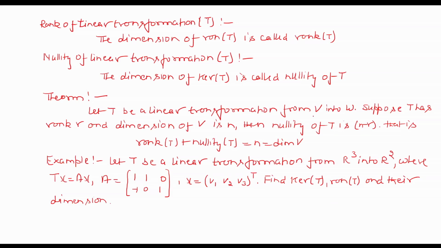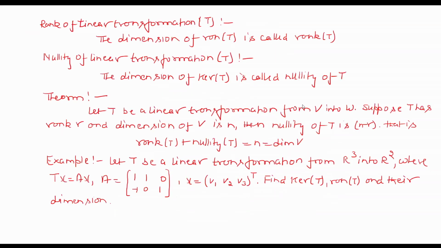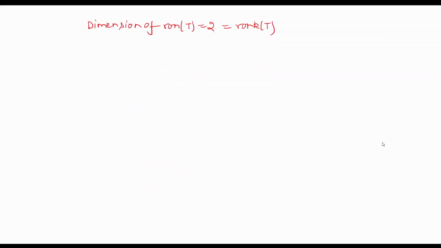So the dimension of V. Here, in this question, T is defined from R cube to R square. So V is R cube, and the dimension of R cube is 3. So here nullity plus rank of T is equal to 3, which is the dimension of R cube. So that theorem is also valid here. Got it? Are there any questions? Any problems here?